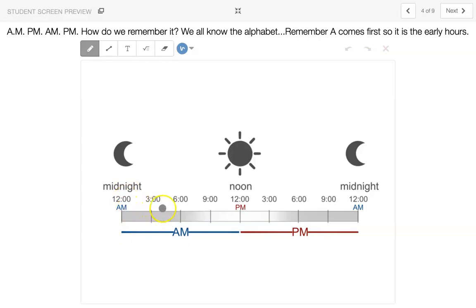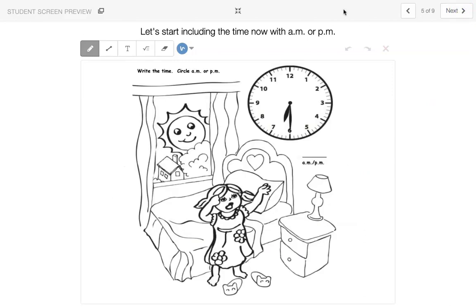Then 3 a.m., 6 a.m. when we might be getting up for school, 9 a.m. when we might be having our class. Noon is in the middle, and when the p.m. starts, we might be having lunch, then another class. Then 3 p.m. we might be getting out from school. 6 p.m. we might be having a play date, dinner, or doing our homework. 9 p.m., hopefully, we're sleeping, and then it starts all over again with midnight. If you remember A comes before P in the alphabet, you might be doing okay to remember this.